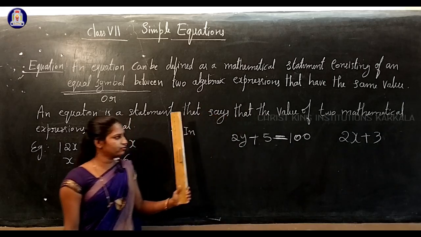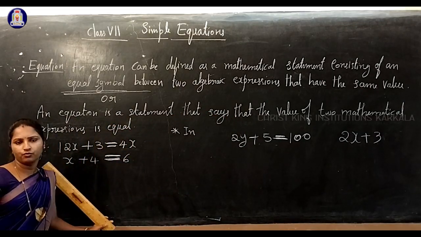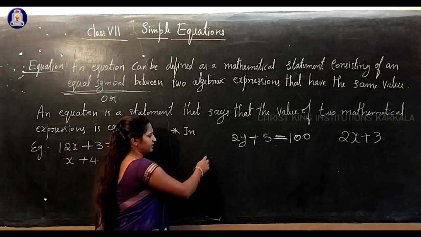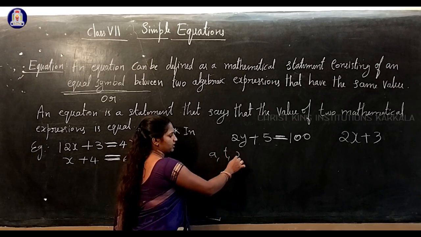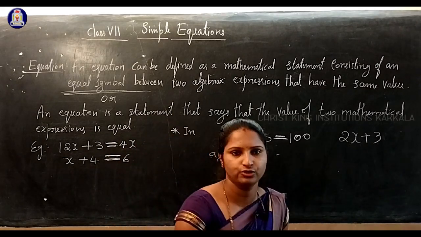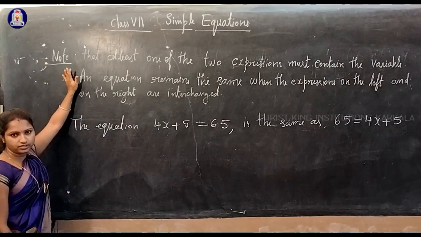One more condition: either the left hand side or the right hand side should contain any one variable. A variable you can consider any letter, a, t, x, y, any alphabet, any letter we can use. Clear? Hello students, this is one note in an equation.